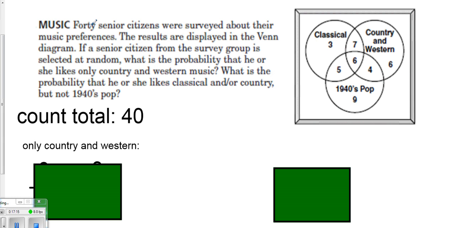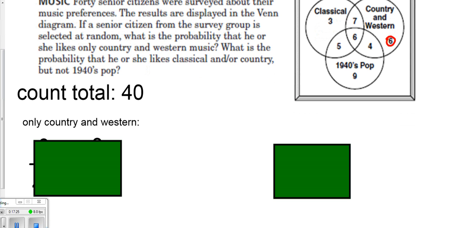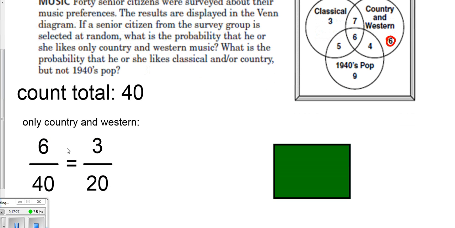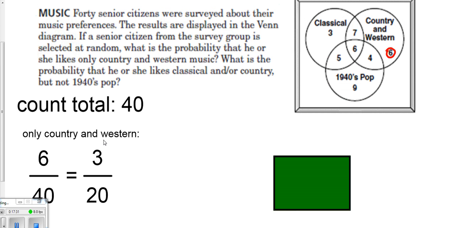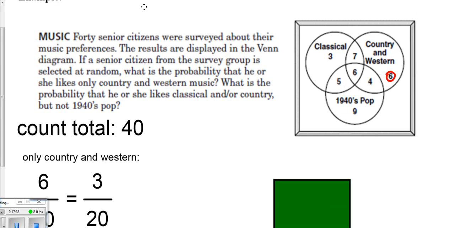Well, we know there are 40 total, so we don't have to count them up. Country and western only would just be this 6 right here. So for only country and western, we would say 6 out of 40, which reduces to 3 out of 20. So that would be for only country and western.